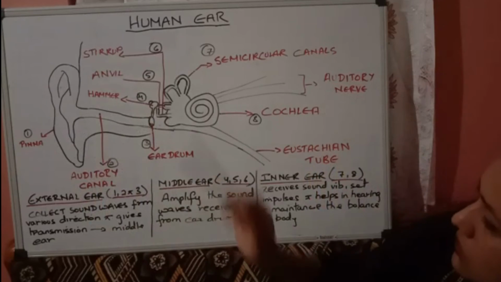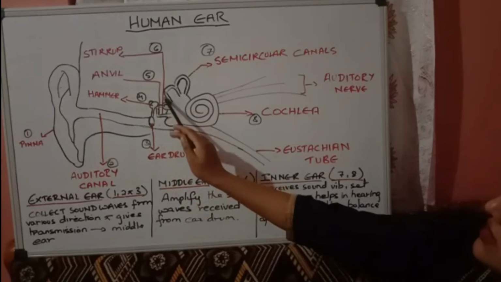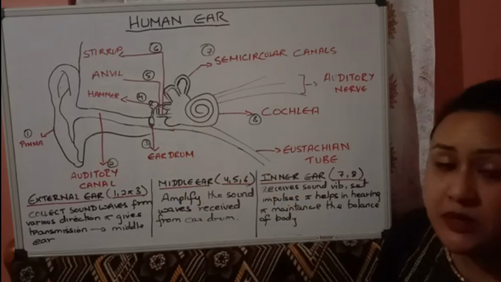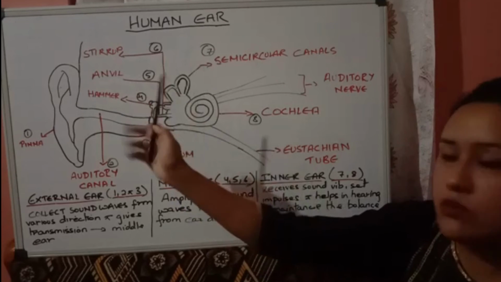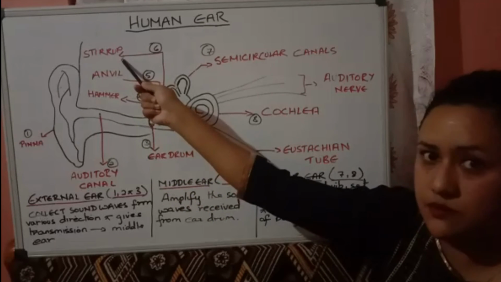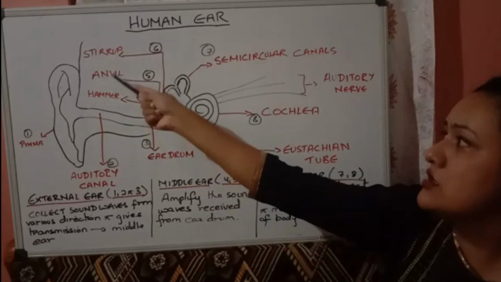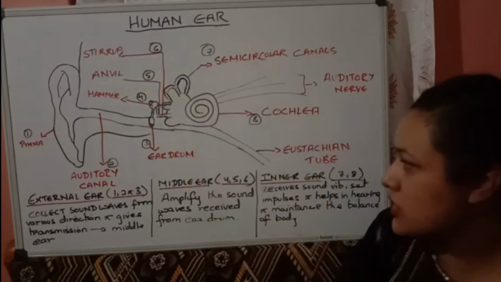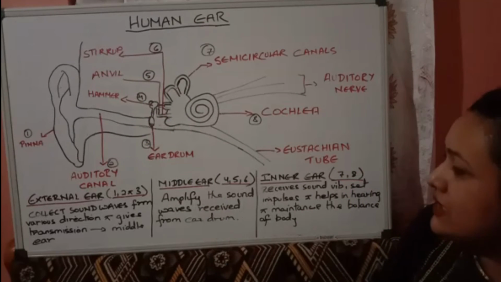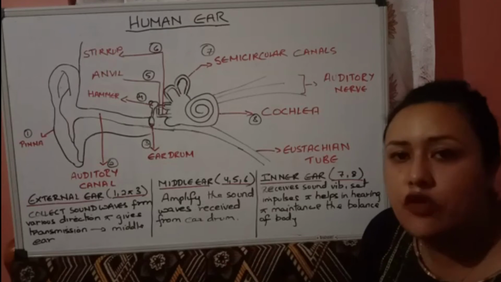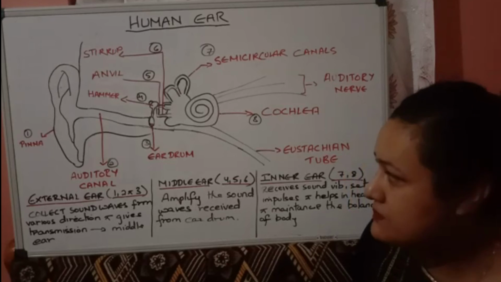Now the sound has to pass through the eardrum and it enters the middle ear. The middle ear is made up of three bones: hammer, anvil, and stirrup. The other terms are malleus, incus, and stapes; don't get confused. The function of the middle ear is to amplify the sound waves received from the eardrum.